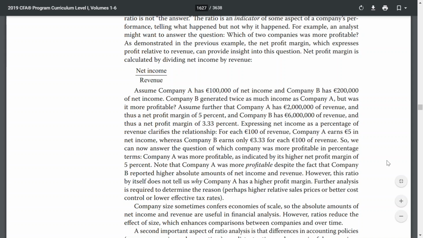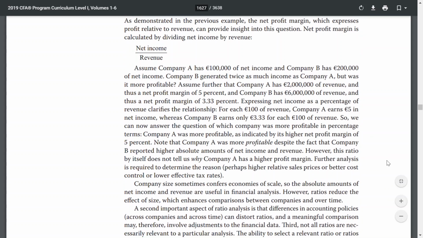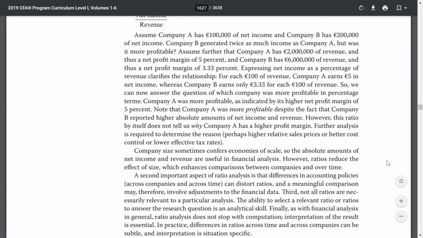Assume further that Company A has 2 million of revenue and a net profit margin of 5%, and Company B has 6 million in revenue and thus a net profit margin of 3.33%. Expressing net income as a percentage of revenue clarifies this relationship further. For each 100 euros of revenue, Company A earns 5 euros in net income, whereas Company B only earns 3.33 euros for each 100 euros in revenue.